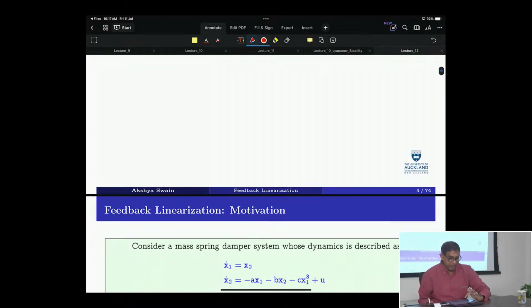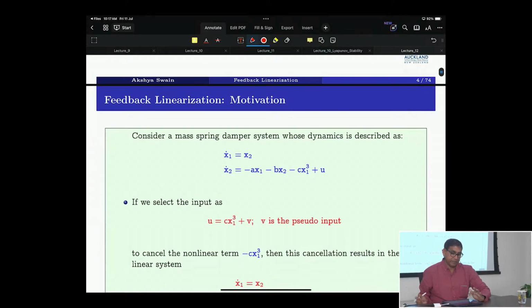Now see the example here. Now here, x1 dot is equal to x2, and x2 dot is equal to minus a x1 minus c x1 cubed plus u, right?